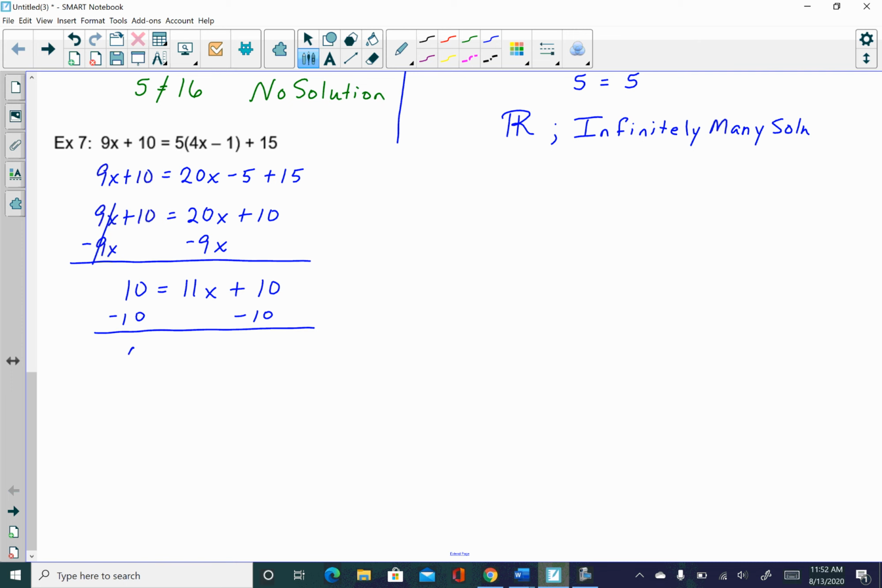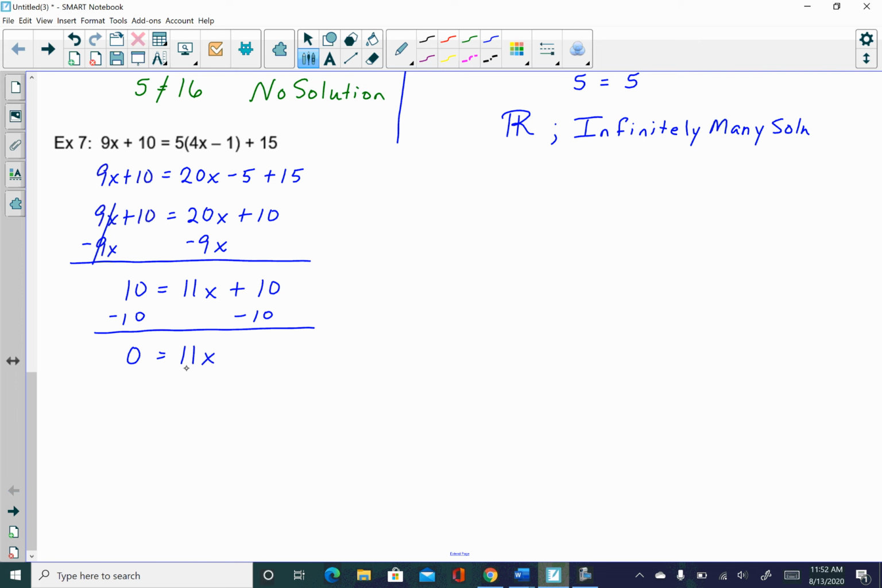10 minus 10 is 0 equals 11x. And a lot of times, after I've shown them what a special case looks like, some people say, oh, something canceled out, so this has got to be another special case. Remember, your special cases only occur if your letters cancel out. Your letters didn't cancel out here. You still need to solve for this x.